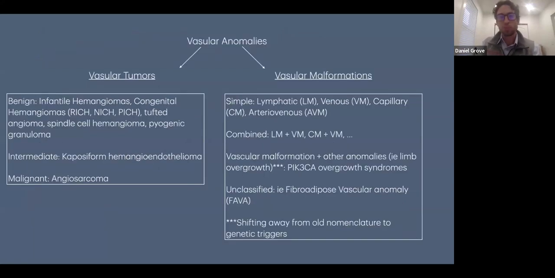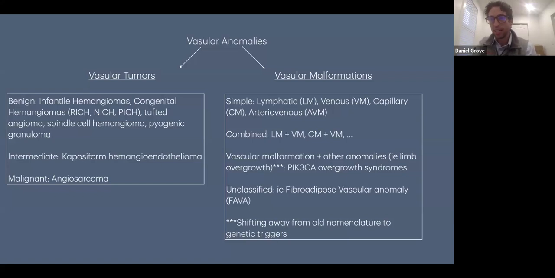This is further examples breaking down the nomenclature of vascular tumors and vascular malformations. Vascular tumors is a mixed bag. It's sometimes tough to remember all of them. These are things like infantile hemangiomas or congenital hemangiomas and their subtypes like rapidly involuting, non-involuting, and partially involuting, as well as more rare lesions like tufted angiomas or spindle cell hemangiomas or things like kaposiform hemangioendotheliomas.